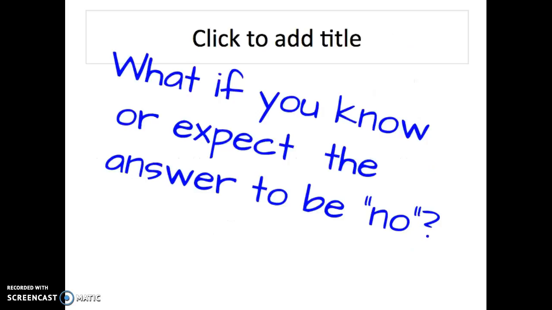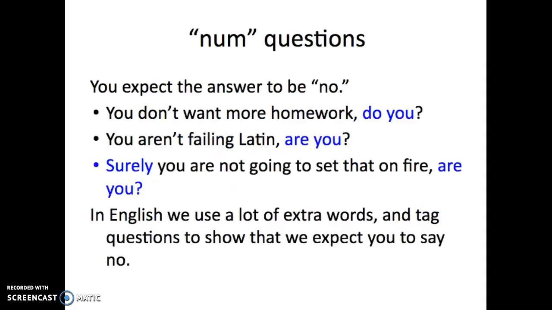What if you're pretty sure the person's going to say no, though? There's a way to signal that in Latin. You start the sentence with the word num. That means that you're expecting the person to say no. You don't want more homework, do you? You're not failing Latin, are you? And then, of course, the British: surely you're not going to set that on fire, are you? All three of those are phrased in English as though I'm assuming the answer is no, but I'm still asking just to be sure. These are called tag questions in English. And that's one way you can broadcast to the person listening, I'm pretty sure what your answer is going to be.